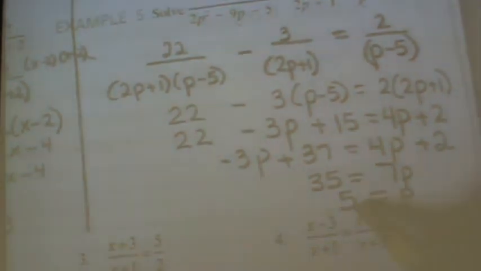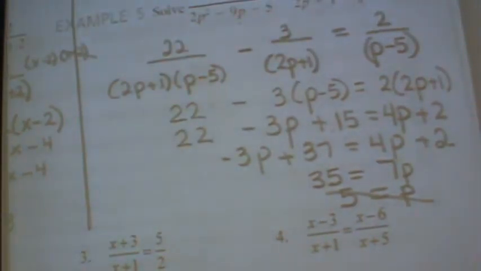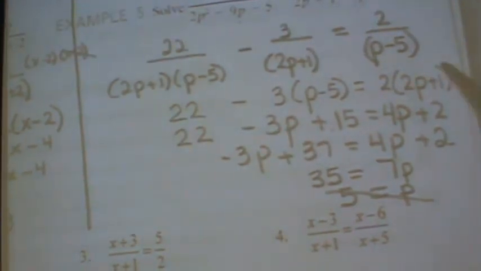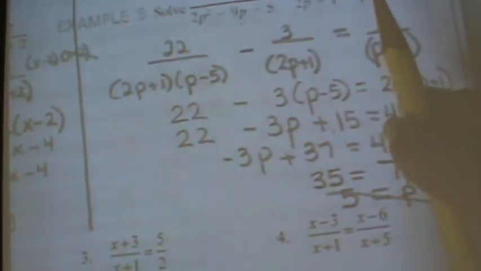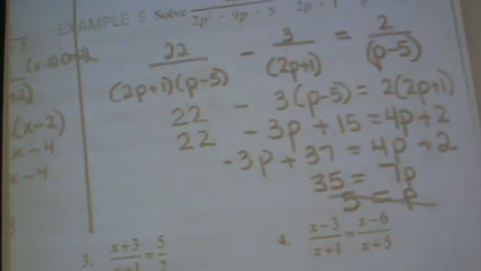What would you call this answer? Extraneous. It's extraneous. This problem does not have a solution. We would call 5 an extraneous solution. The next 10 problems are called homework.